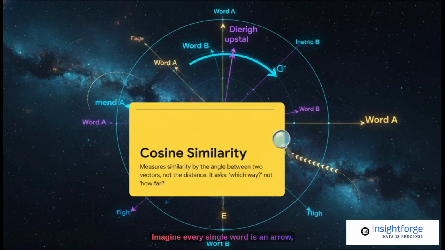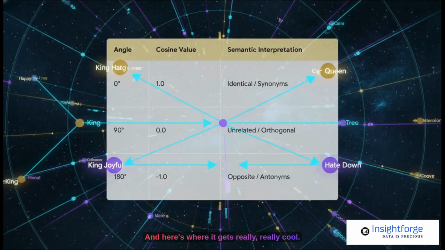Imagine every single word is an arrow, or a vector, shooting out from the dead center of this space. To see how similar two words are, we don't measure the distance between the tips of the arrows. We just measure the angle between them. Are they pointing in roughly the same direction? And here's where it gets really, really cool. This geometry translates to meaning almost perfectly.